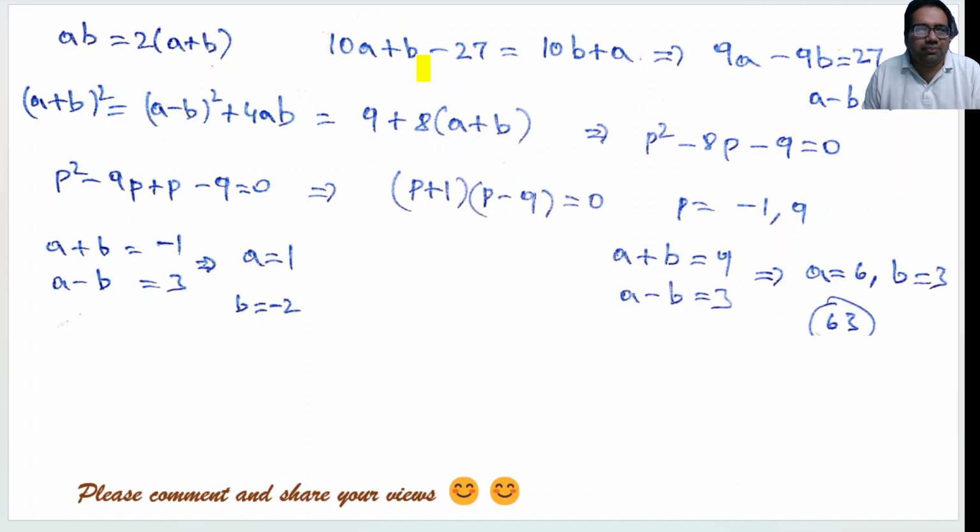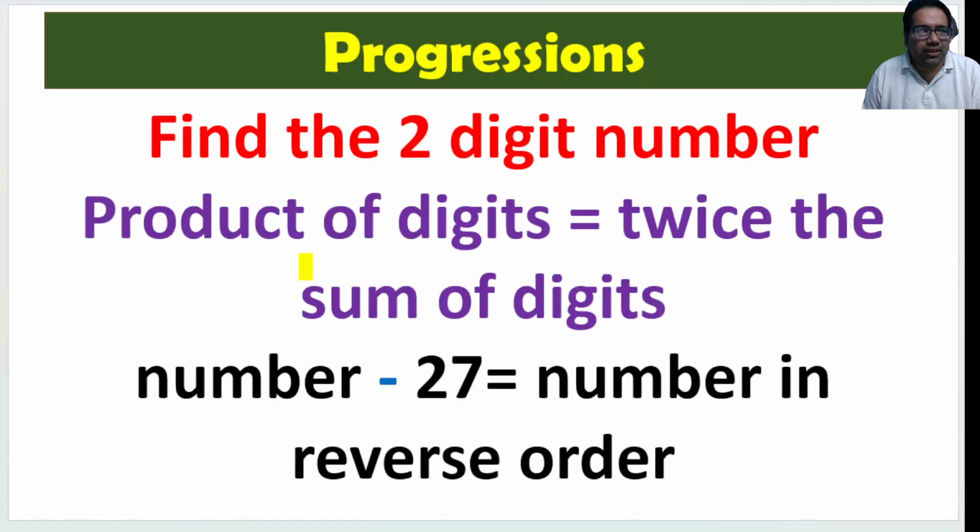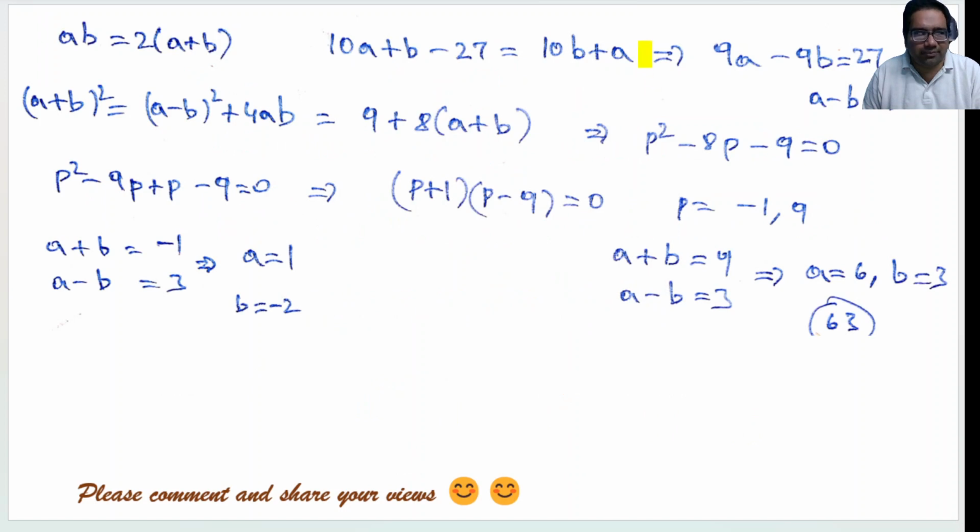So 10A plus B minus 27: the number minus 27 equals the number in reverse order. Reverse order means 24, that means 10B plus A. It should be 10B plus A, not just BA, because BA means the product of B and A. If 42 was the original number, then 24 is 10 times 2 plus 4. So 10A plus B minus 27 equals 10B plus A.